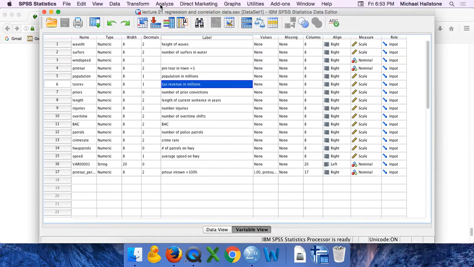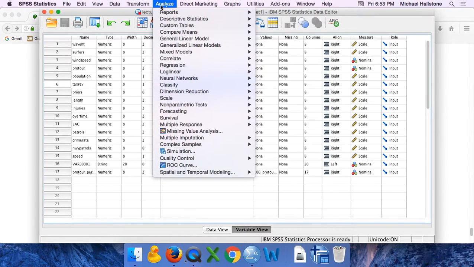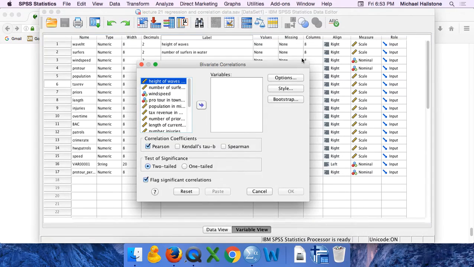So you go to the command Analyze, Correlate, Bivariate, and now you just move your two variables over. It doesn't matter in which one.